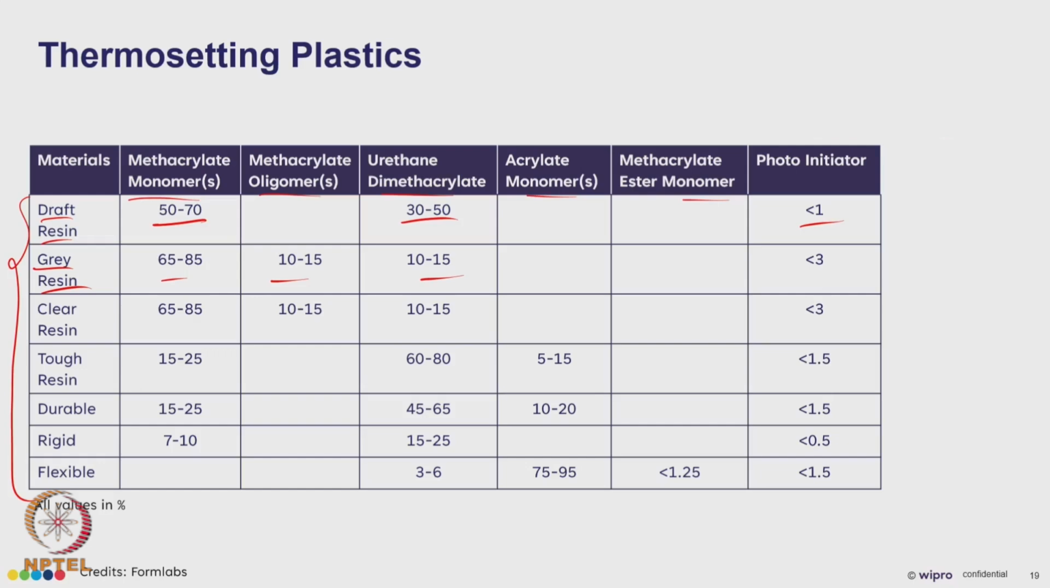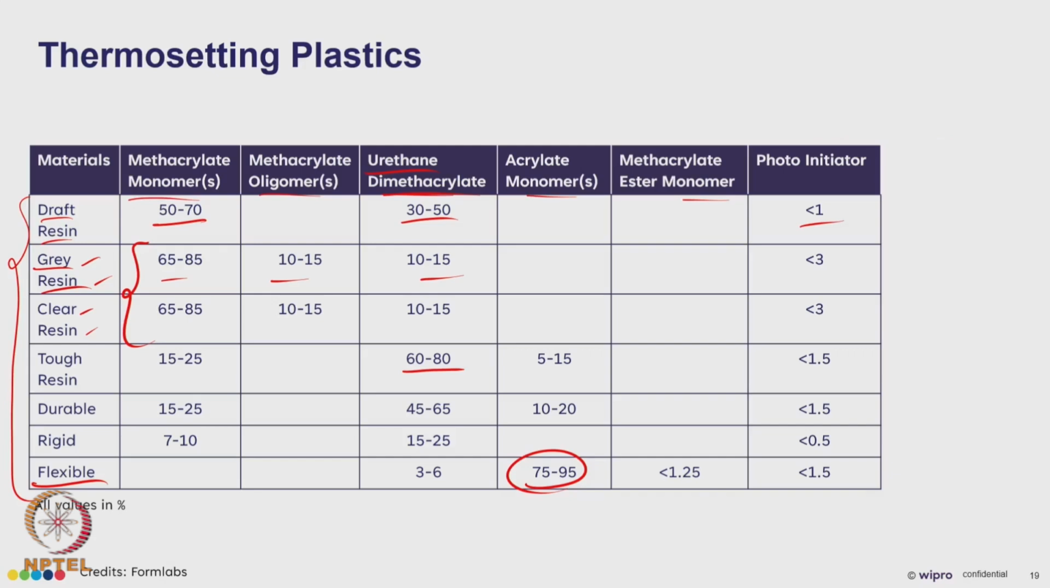That means in the case of a tough resin, there should be some mechanical properties to it. So that is why you could see there is a difference, a higher value of urethane dimethacrylate is being added. But in the case of flexible material, you can see acrylate monomer is added higher, so that it is able to provide higher flexibility. In the same way, you could see the same amount of composition for this, the only difference is there is no grey content added here in the clear resin.